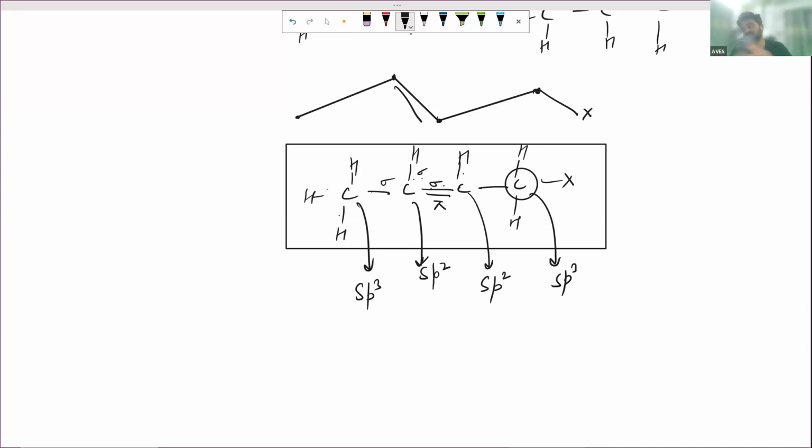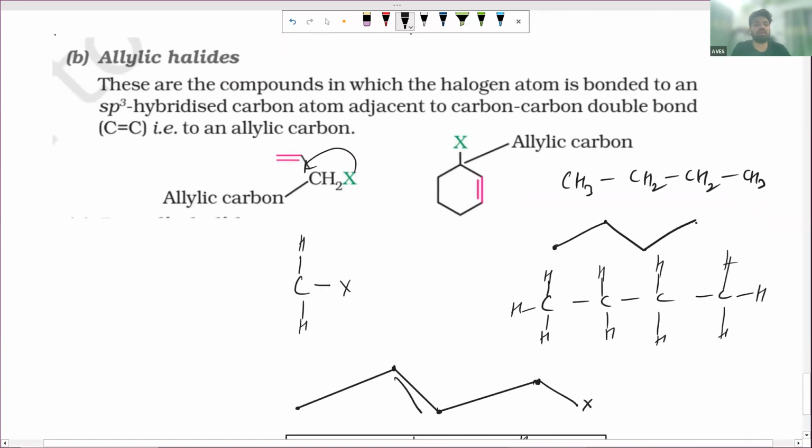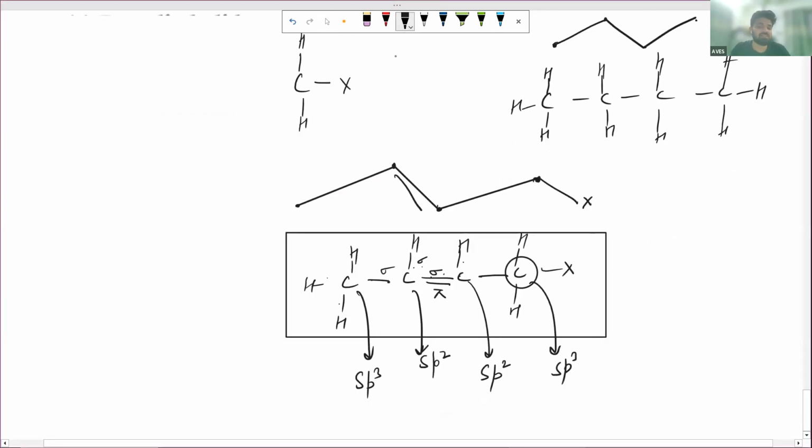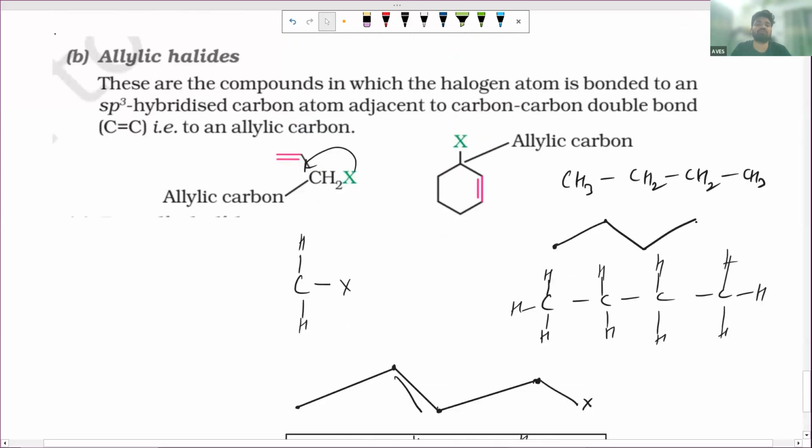Okay. So what is an allylic carbon or allylic halides? Allylic halides are those halides in which the halogen group is attached to an sp3 carbon, and that carbon is attached to a doubly bonded carbon. For example, here you see this carbon is an sp3 carbon and the halogen group is attached to this one. This carbon is attached to a doubly bonded carbon. So this is known as allylic halides. Note down the definition of this one, please.